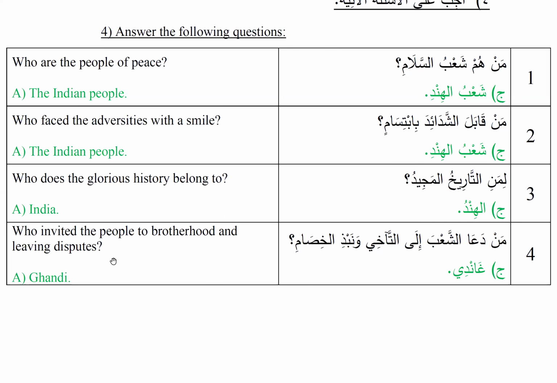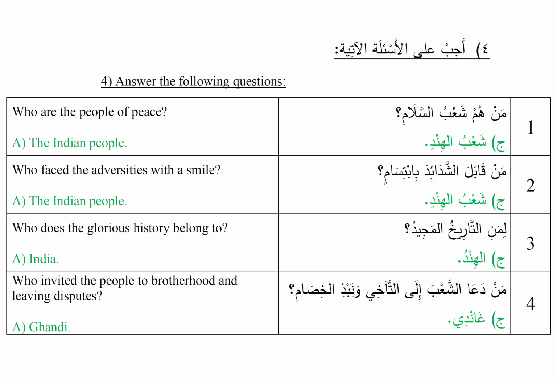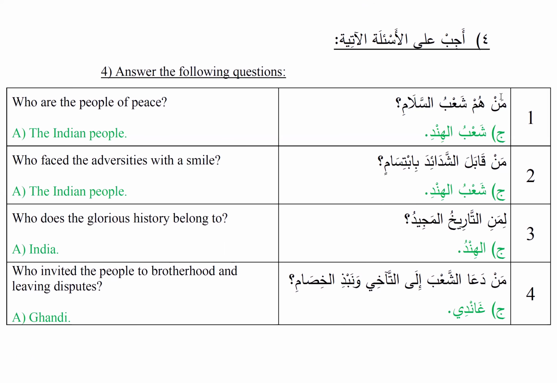لمن التاريخ المجيد؟ Who has the glorious history, or who does the glorious history belong to? الهند, India. من دعا الشعب إلى التآخي ونبذ الخصام؟ Who invited the people to brotherhood and leaving disputes? Gandhi. So these answers are very simple, but the most important thing is to understand the question clearly, and then we can answer the correct ones. The answers are very simple: Indian people, India, and Gandhi.